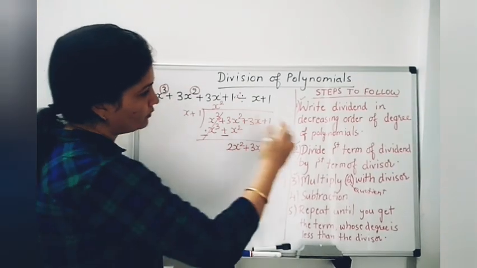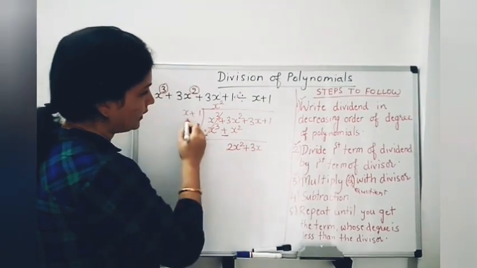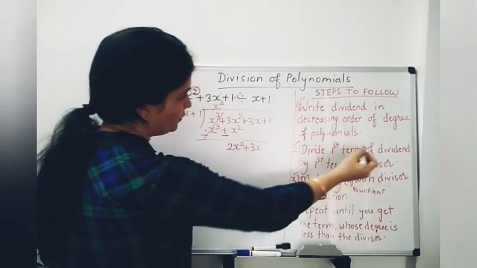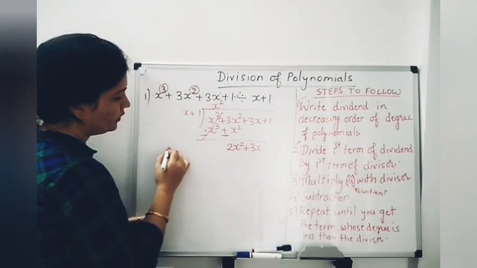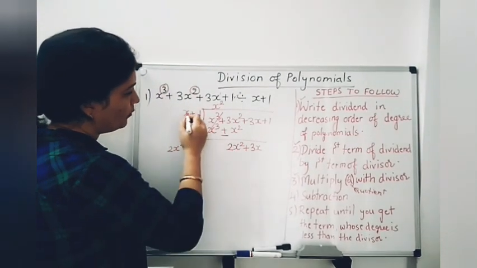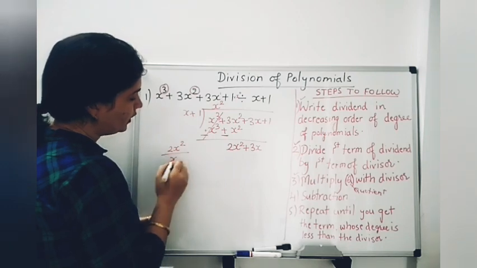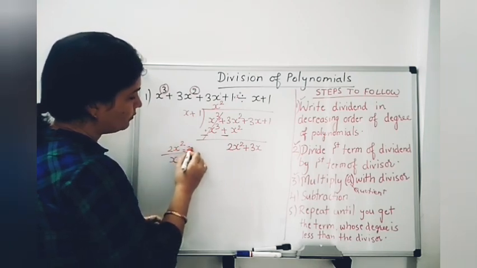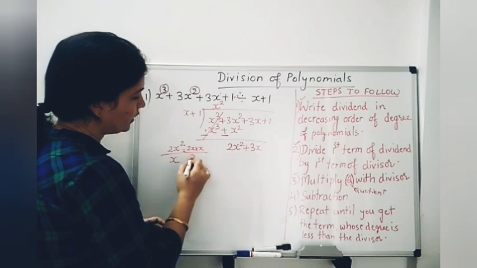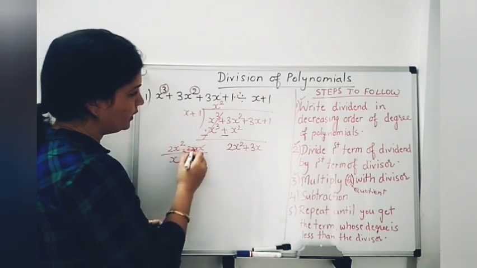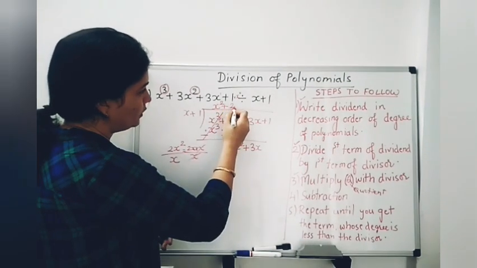Now again we will start from the second step. Divide the first term of the dividend, 2x square, by the first term of the divisor. Again x square means x multiplied by x, and this is x, so these will be cut. What you will get is 2x. 2x will be your quotient.